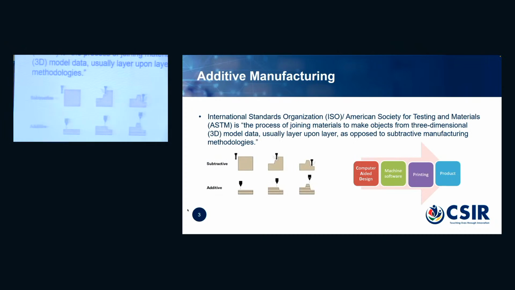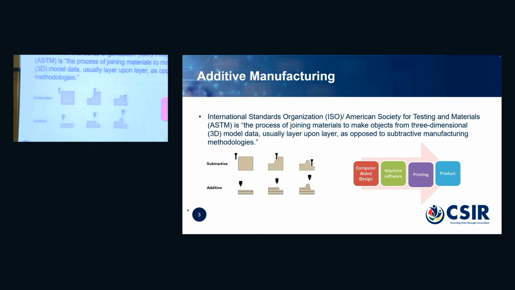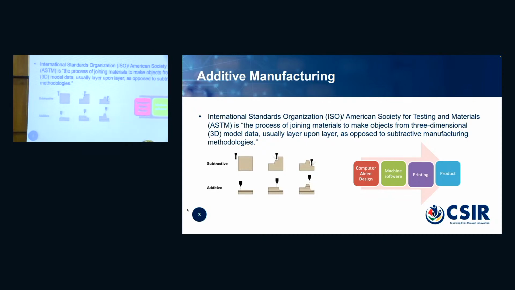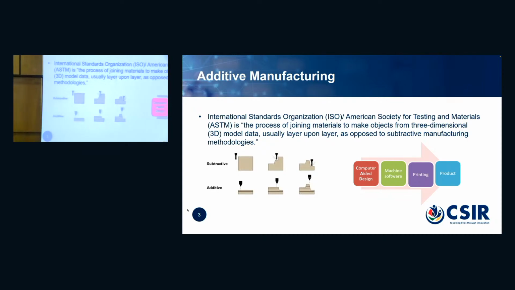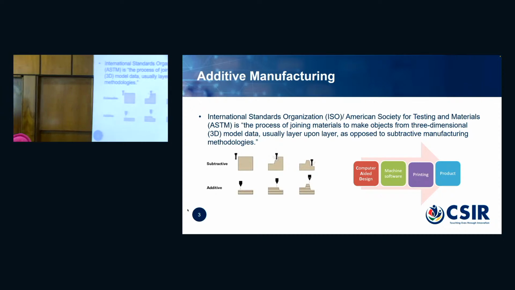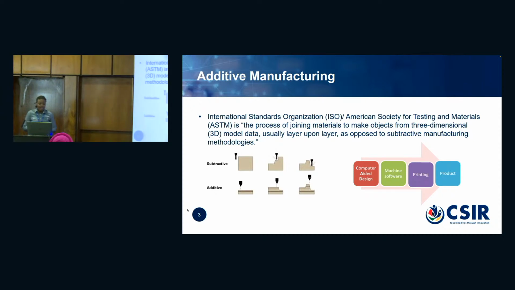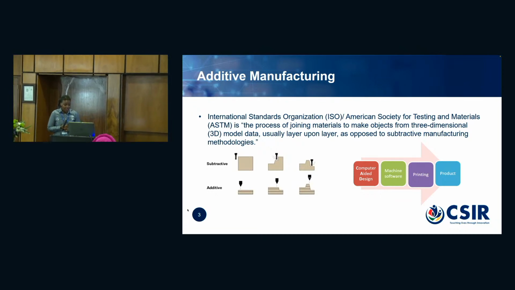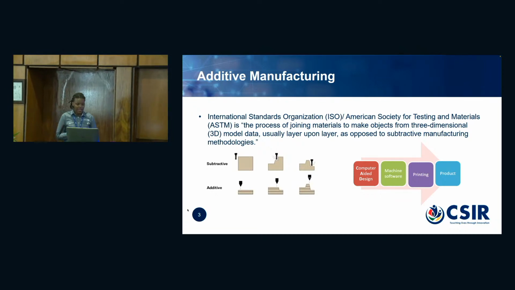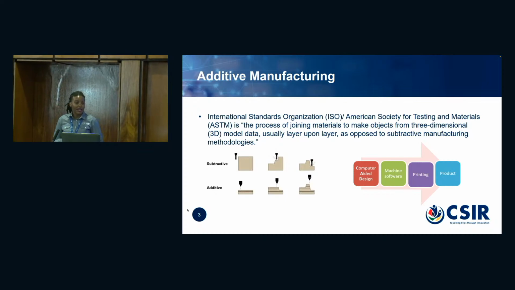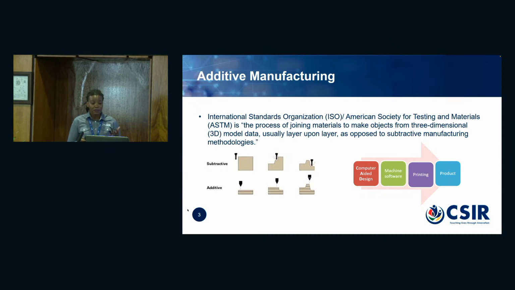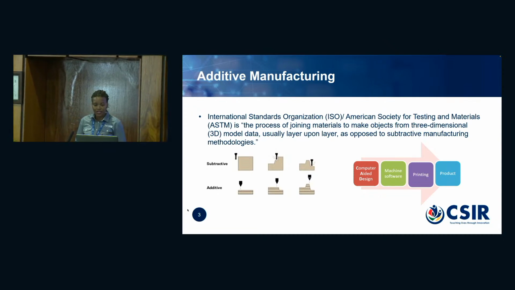So what is additive manufacturing? It is well known as 3D printing, but what is it really? So ISO and ASTM, which are international standards and testing bodies, define it as the process of joining materials to make objects from three-dimensional model data. This is usually done on a layer upon layer process, and this is opposed to subtractive manufacturing methodologies.